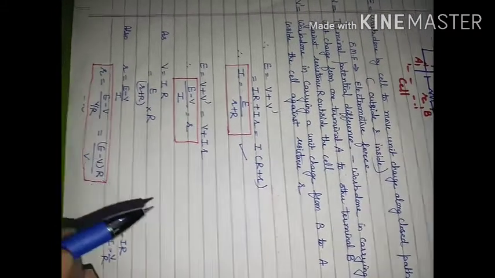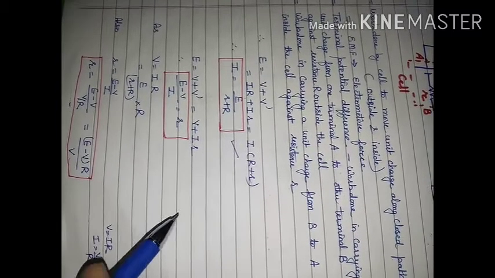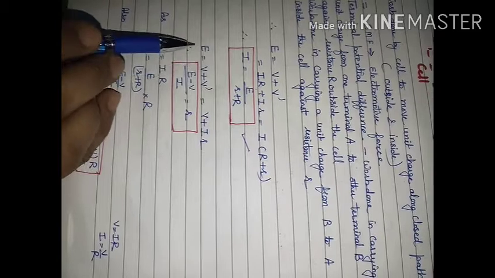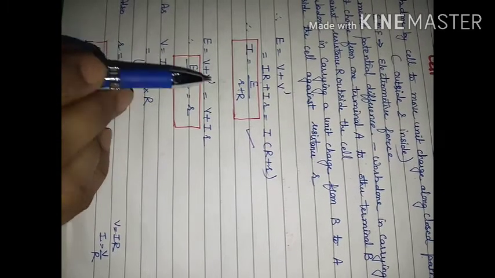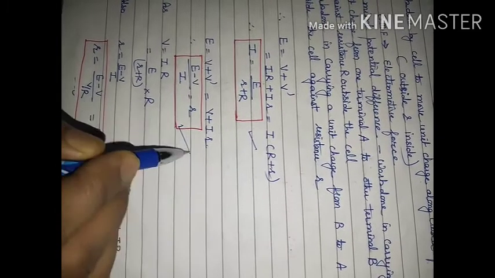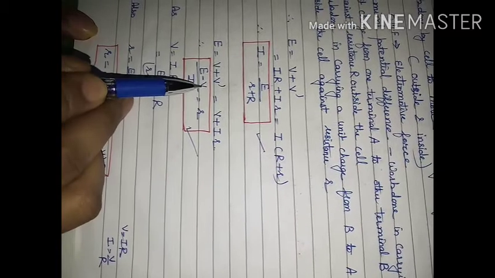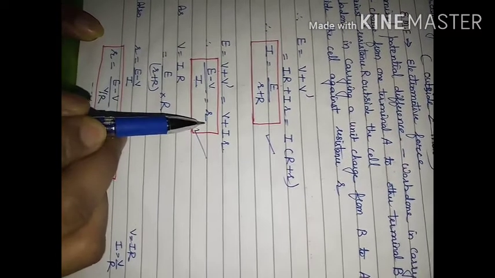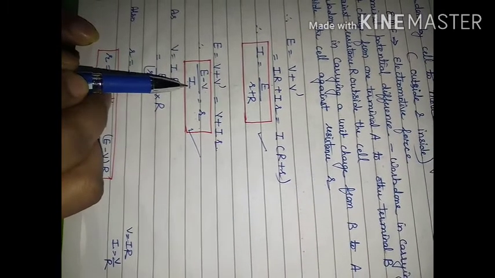Most of the time either questions will come on the basis of a graph or you can have numerical based questions. Next relation you see, E is equal to V plus V dash. V I will keep as it is, V dash I will replace by Ir. This expression you can use to find internal resistance. If EMF is given, terminal potential difference is given, current is given, then what is the value of internal resistance? r will be equal to E minus V divided by I.